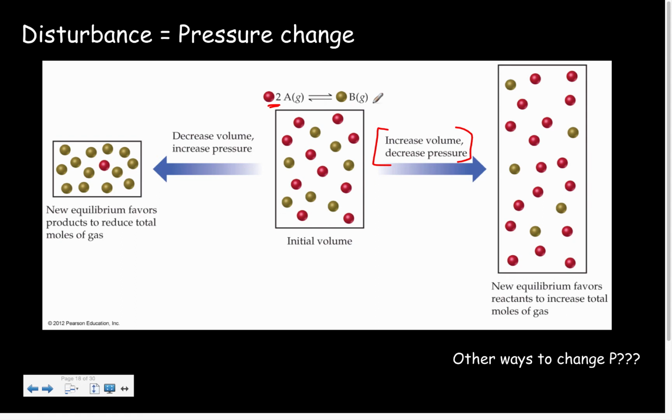All right. Do note that there are other ways to change pressure. Your book mentions it briefly, that we could add an inert gas. So if we were to pump this full of neon, for example, that would increase the overall pressure, yes? But, ding, ding, ding, it doesn't change the partial pressure of A or the partial pressure of B because neon is not a part of this equilibrium system, yeah?